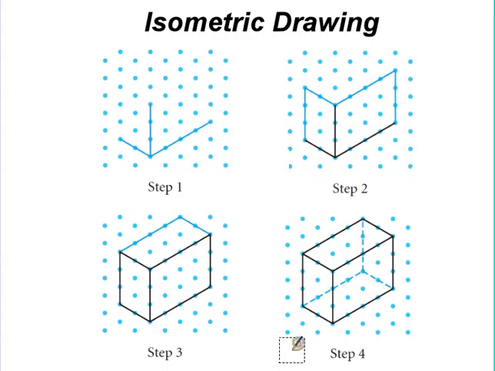Now what the isometric dot paper does is it helps you maintain consistency between the sides. And it helps you count for the length, so you aren't having to measure like this side is 2 inches and this side is 1 inch. So that's where the isometric dot paper comes in handy.